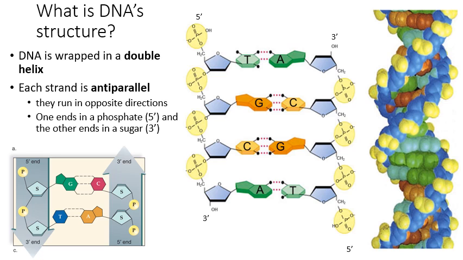So if we look at DNA, we have these sugar and phosphate groups, and we call the phosphate group the 5' end, and we call the sugar group the 3' end.